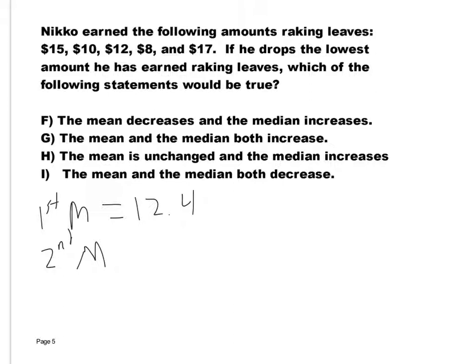You don't have to write this down, just pay attention. He averaged $12.40 for raking leaves. Let's figure out how much he earned if he got rid of the bottom number. Maybe that was the first time he raked leaves, or the yard was really small. So let's say you get rid of it, you don't count it. Find your average now. So you had 15 and 10 and 12 and 17. When you divide that by 4, you get this number right here.